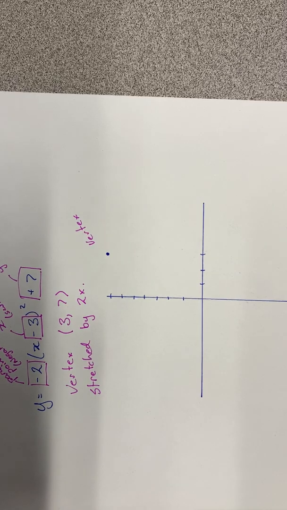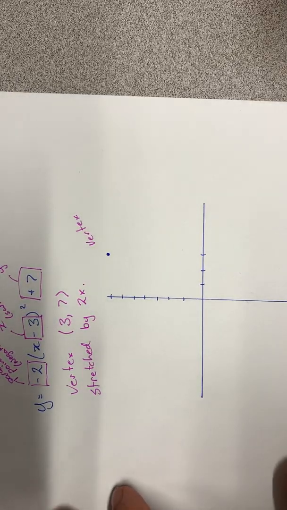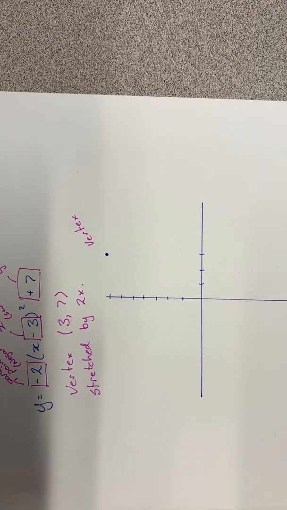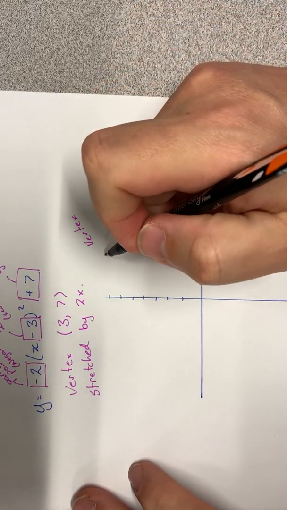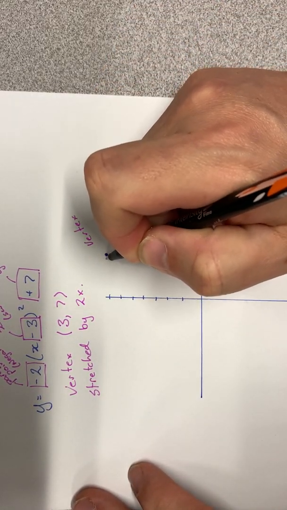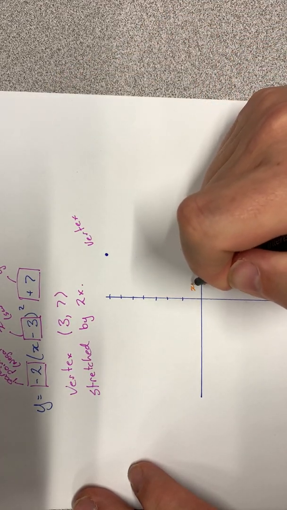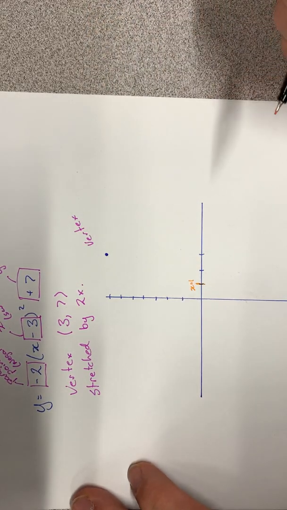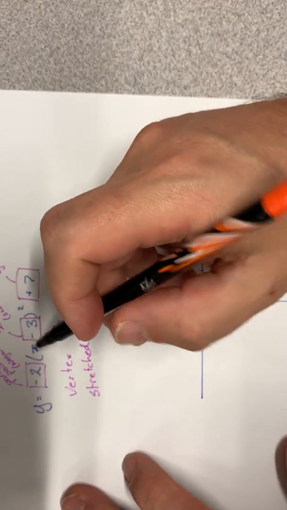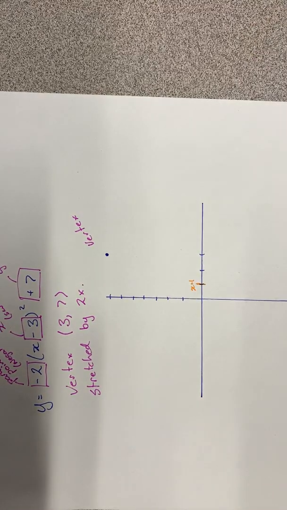And I'd like to find at least one point on either side of this vertex in order to tell how tall this thing should be, because it's stretched by a factor of 2, but what exactly does that mean for the picture? So I'm going to pick a point to the side, maybe 2 steps sideways from the vertex, where x is equal to 1. And I'm going to calculate where the point should be. I could do that simply by substituting x equals 1 into the equation.